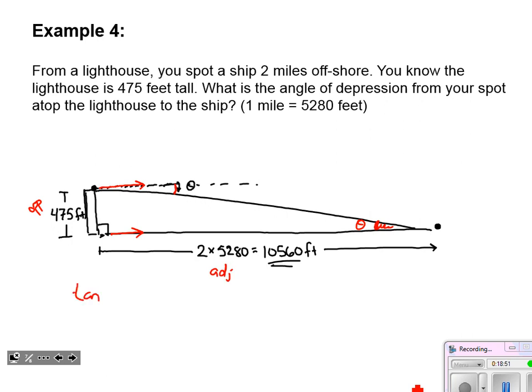So that means the tangent of that angle is 475 over 10,560, and our units are both in feet, so the ratio is good. But I want the theta, so I'm going to use tangent inverse to get that angle as an output. 475 over 10,560. That will give me theta. Let's figure out how many degrees we're looking down. Tangent inverse 475 divided by 10,560. And I get 2.58.